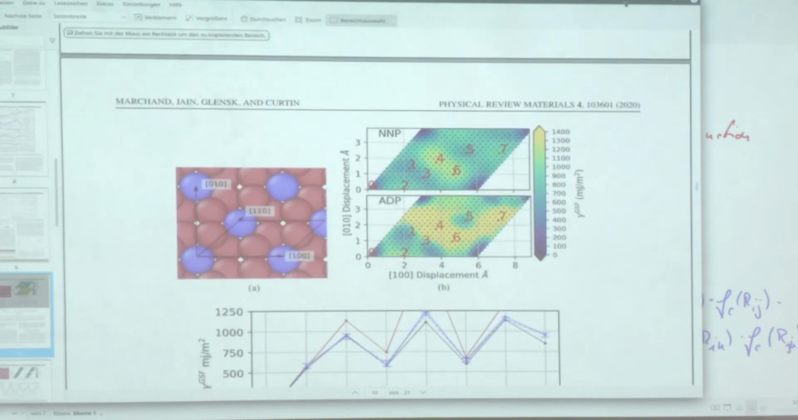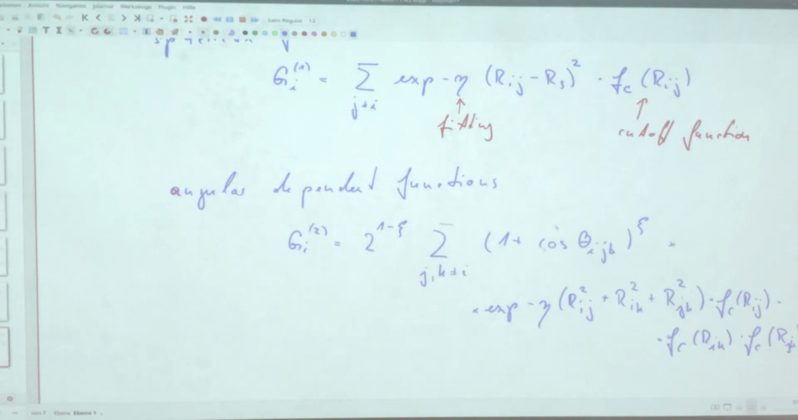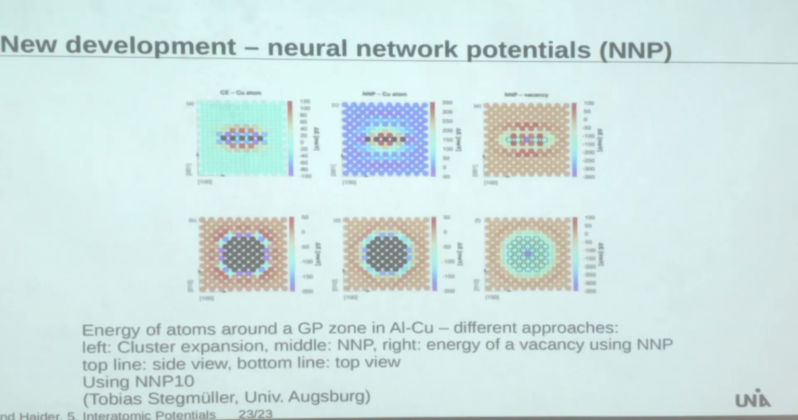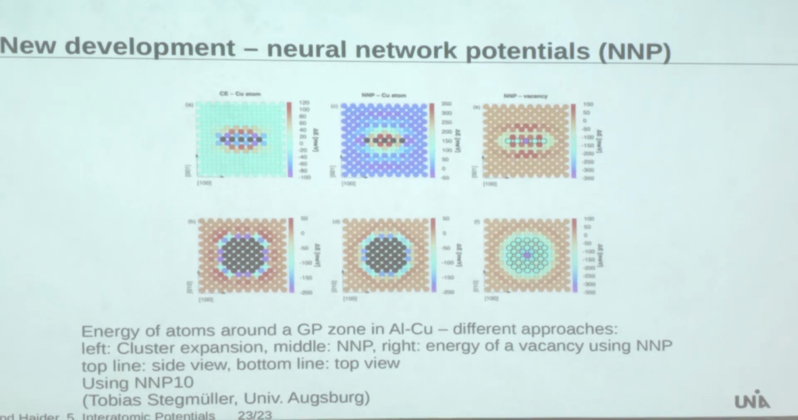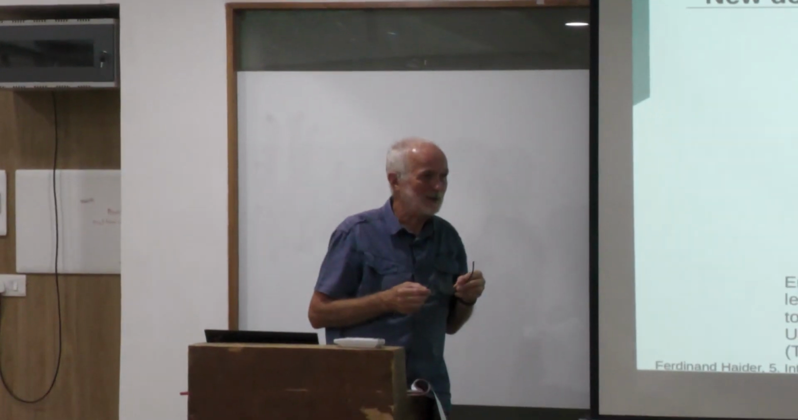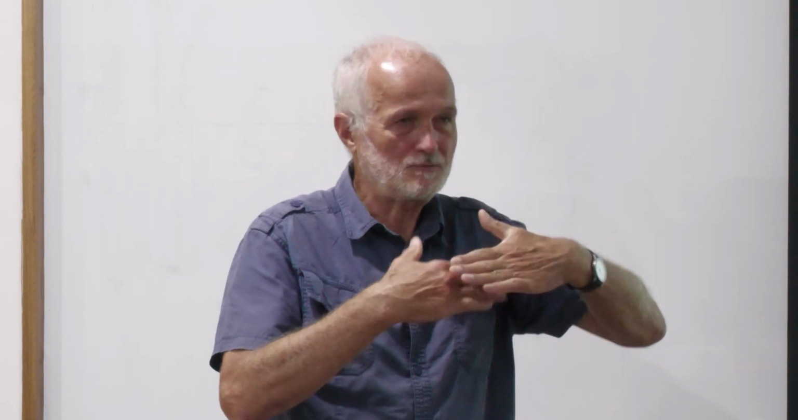I will just show a brief application we did ourselves. We used this NNP 10 and NNP 11 for topics we are interested in. And this is the formation of Guinier-Preston zones in aluminum copper. I am not sure whether all of you are familiar with this. In aluminum copper you have this first natural aging or natural hardening reaction where the copper atoms form microscopic clusters, monoatomic thickness, one atom thickness, on 100 planes.